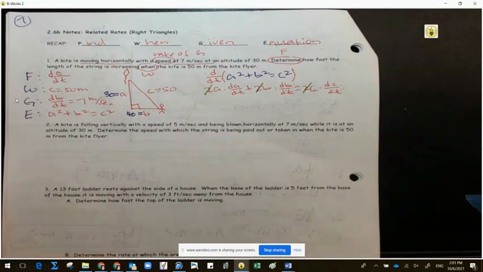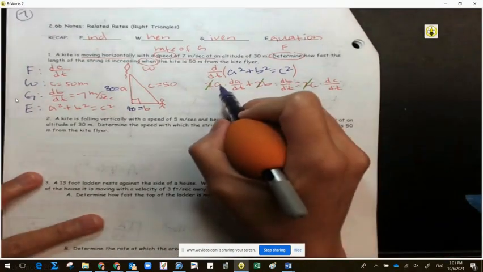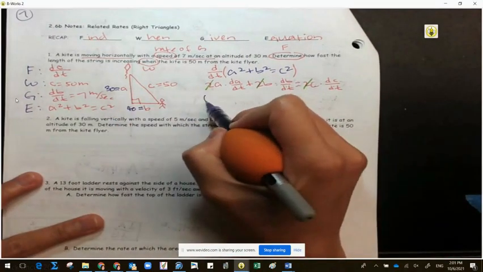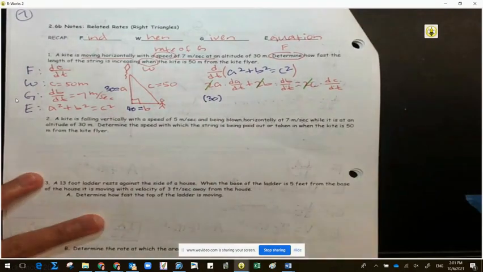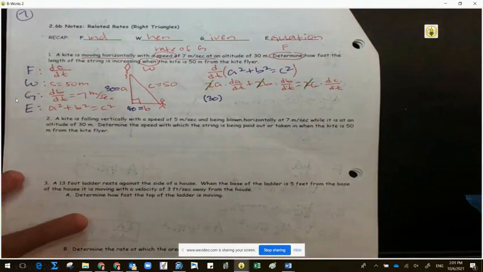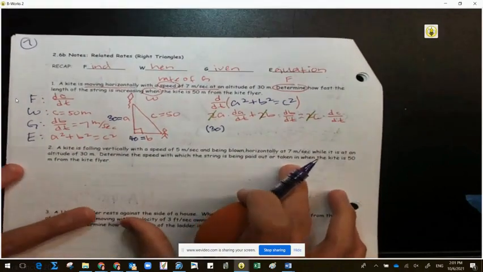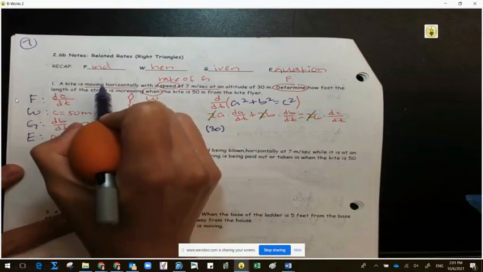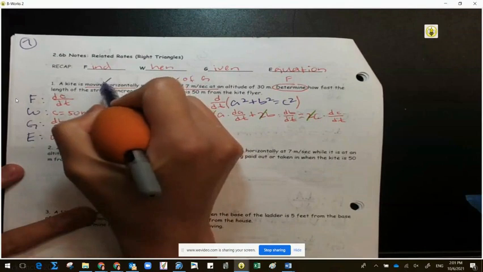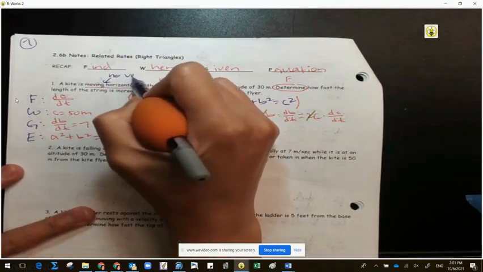Let's say you get stuck. Can you use the Pythagorean theorem on the side? Yep, but I'm not going to show that part. So let's fill in what I know. A is 30. Plug it in. And dA over dt. So let's think about what's happening. If it is only moving horizontally, there is no vertical movement.